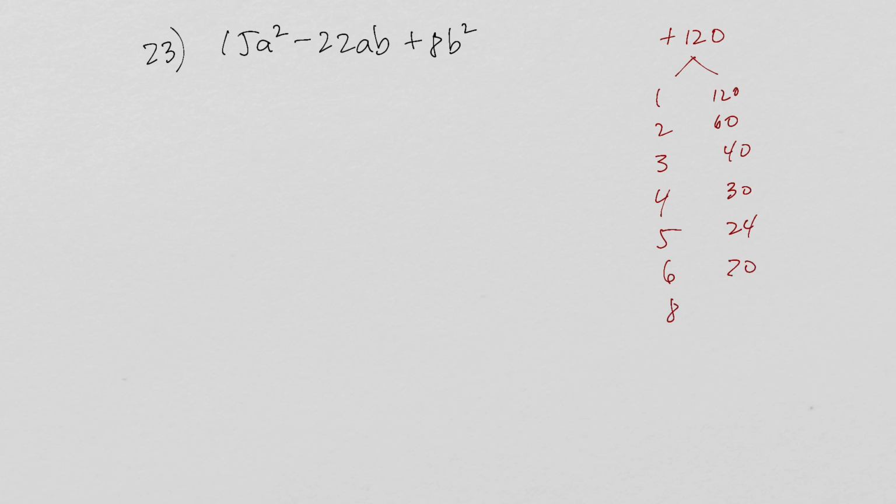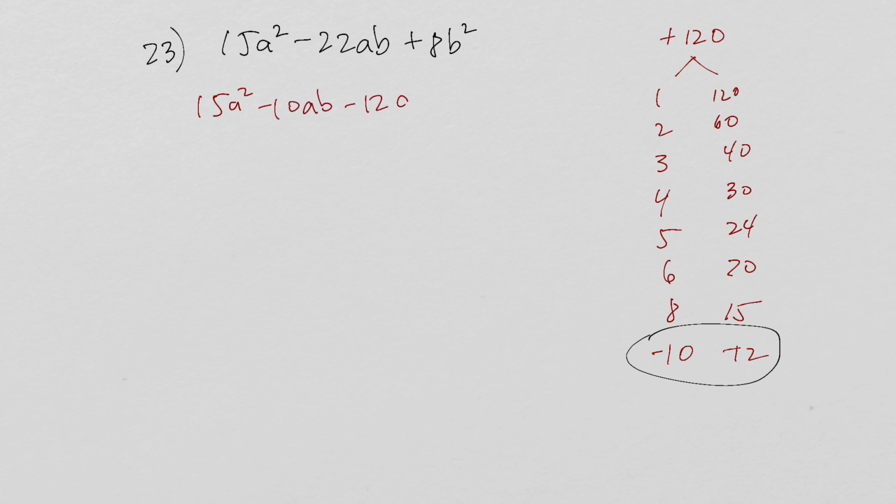8, and let's see, 120 divided by 8 is 15. I'm going to stop there. Well, let's do 10. 10 and 12. I'm looking for a sum of 22. So that's it, right there. So I got to put my signs on. Negative times a negative is positive, and this adds up to negative 22ab. So this is 15a squared minus 10ab minus 12ab plus 8b squared.